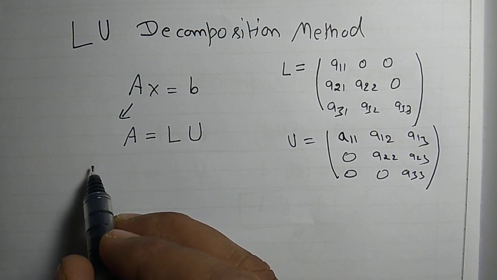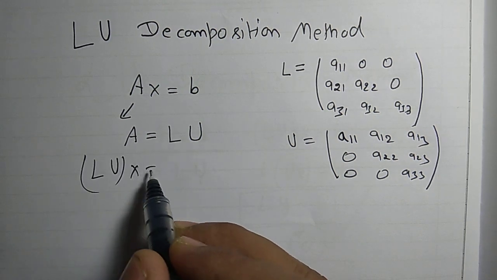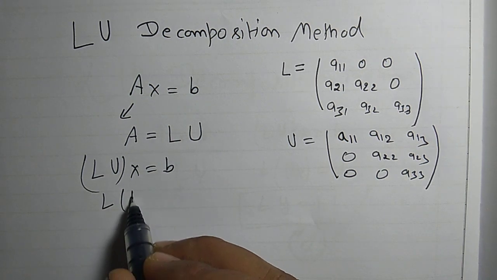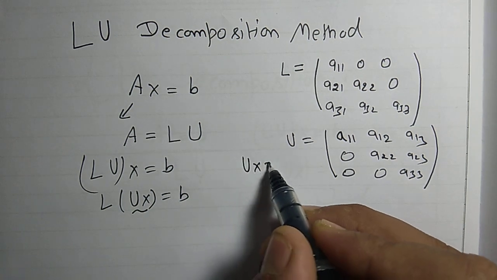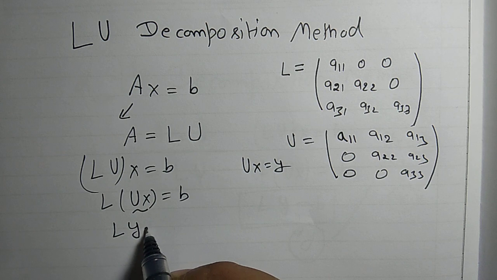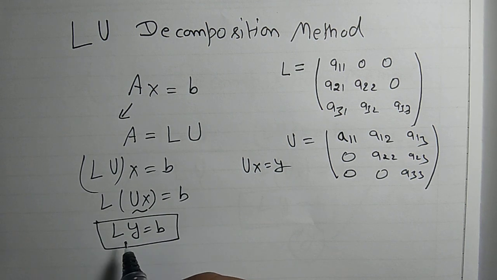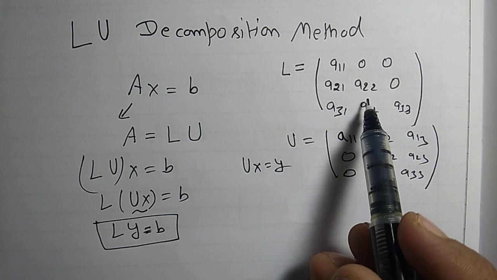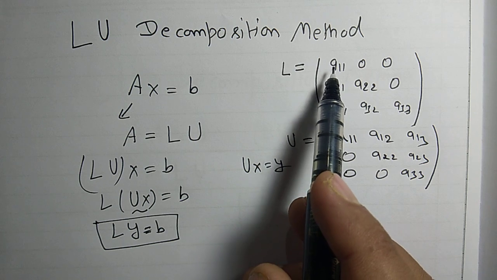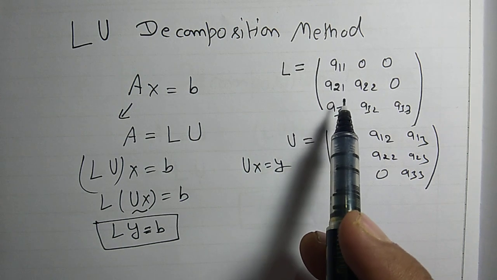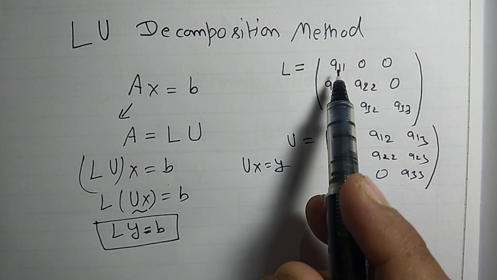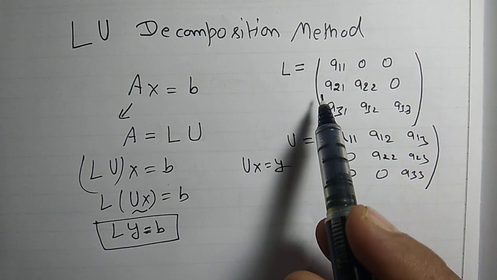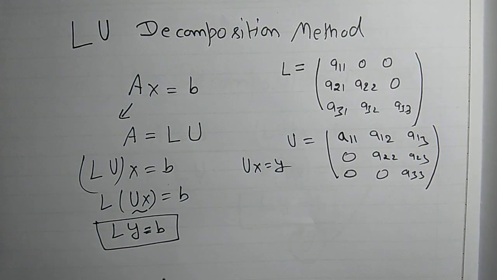Then we can easily solve LUx equal to B. Let Ux equal to Y, so Ly equal to B. This is again a system of linear equations, but here the coefficient matrix is a lower triangular matrix, so we can directly get the answer. From the first row we get x, from the second row we get y, and from the third row we get z.